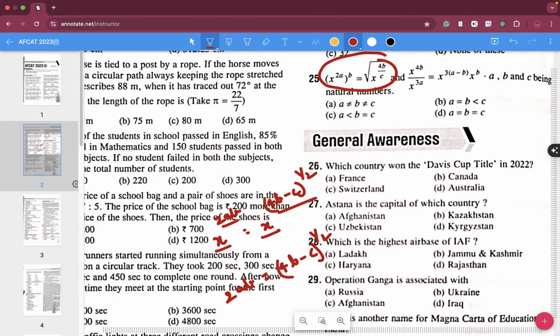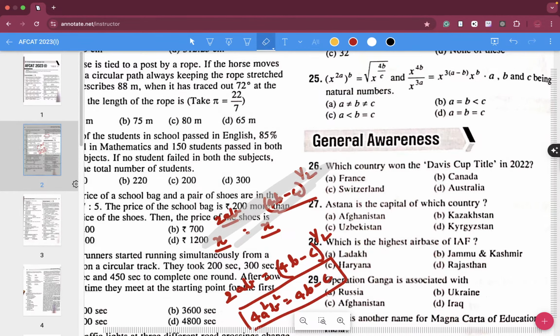If I do a whole square on both hand sides, which is 4a square b square, it is equal to 4b minus c. This is what you have. So this is the first observation: 4a square b square is equal to 4b minus c.